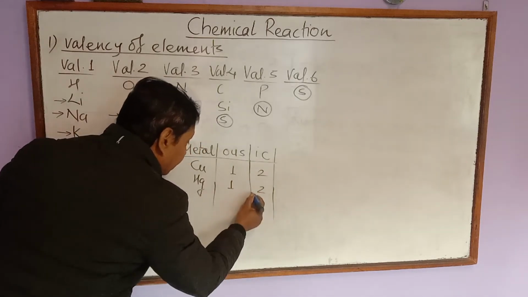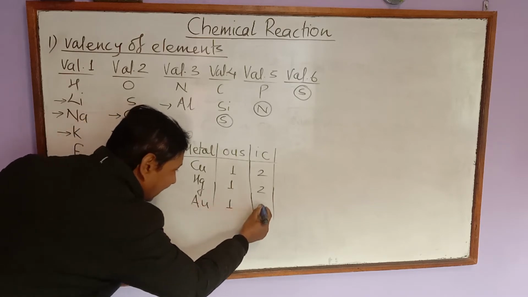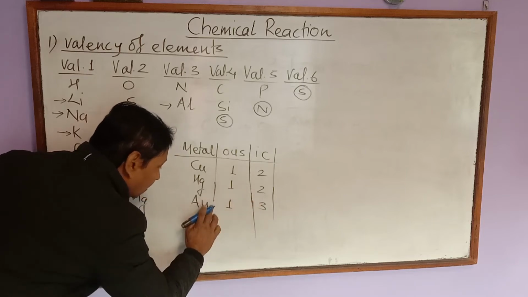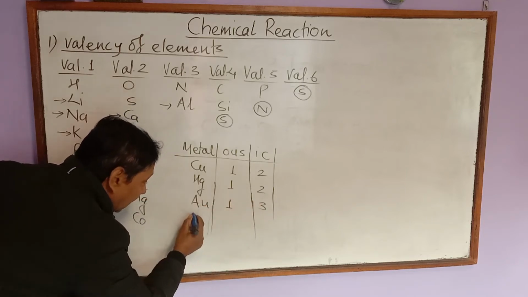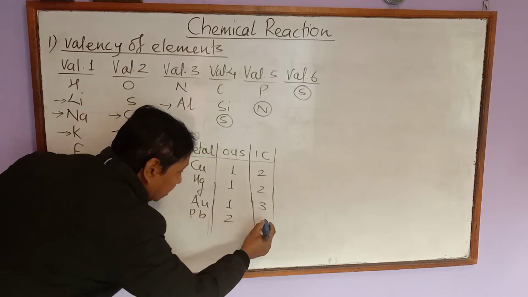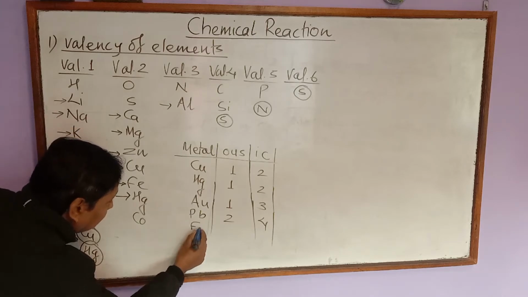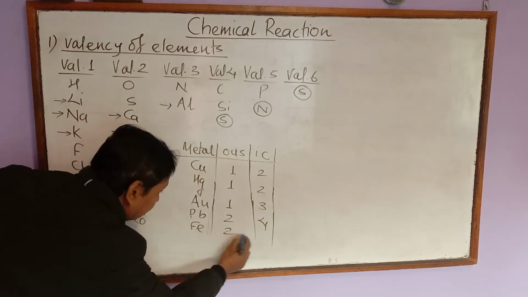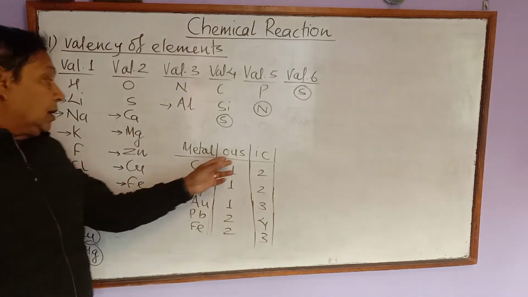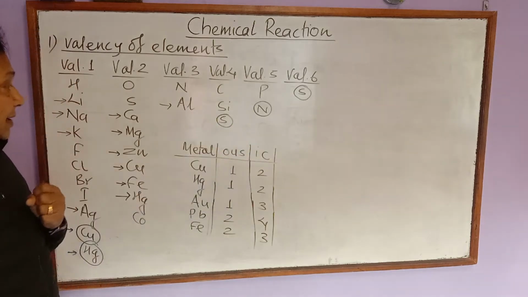In the same way, aurous, valency 1, auric, valency 3, for gold. And there are others also. One is lead. Lead: plumbous, valency 2, plumbic, valency 4. And iron also, this is most important: ferrous, ferric, valency 2 and 3. OUS represents the lower valency, IC represents the higher valency.